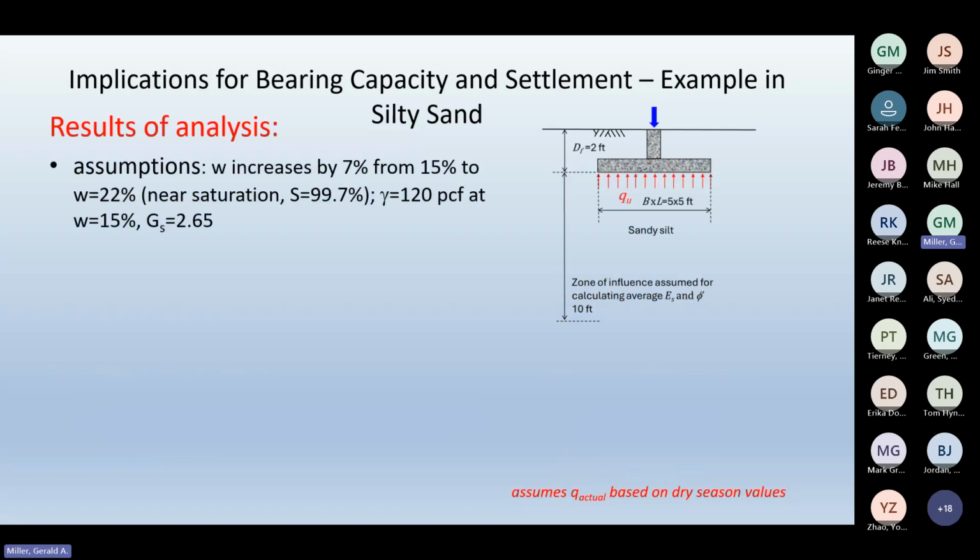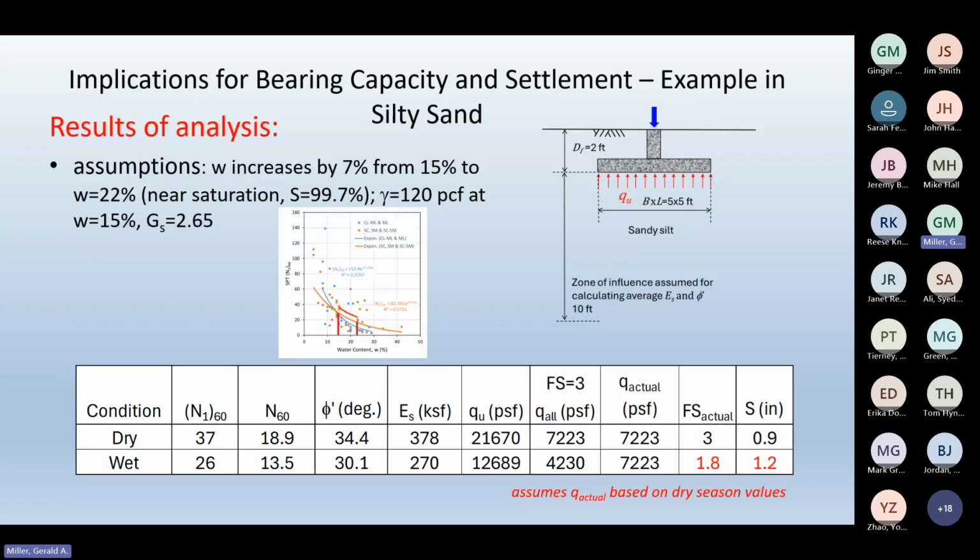Okay, so here's my scenario. We are increasing from 7% moisture content, which corresponded to our N160 of 37 during the dry period. We're increasing to 22%, which means we have significant wetting. And then I'm going to use the N160 corresponding to that. And we looked at how it affects modulus and friction angle. And now we're going to look at what effect it has on bearing capacity and settlement.